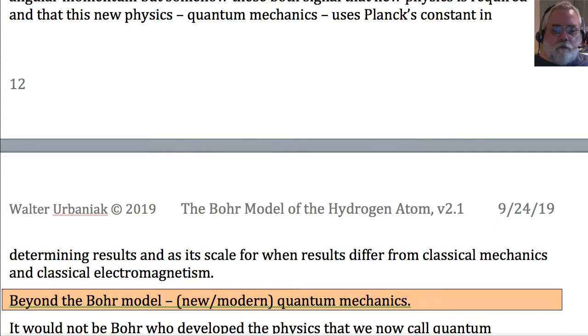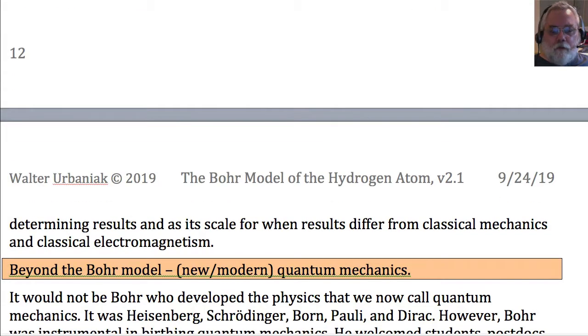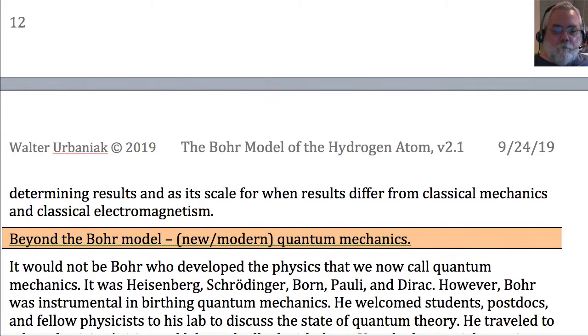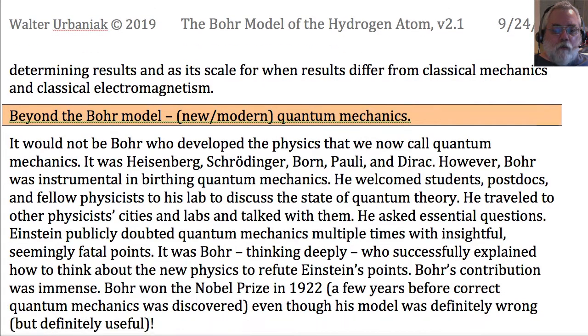Beyond the Bohr model. New, modern quantum mechanics. It would not be Bohr who developed the physics that we now call quantum mechanics. It was Heisenberg, Schrödinger, Born, Pauli, and Dirac. However, Bohr was instrumental in birthing quantum mechanics. He welcomed students, postdocs, fellow physicists to his lab to discuss the state of quantum theory. He traveled to other physicists' cities and labs and talked with them.